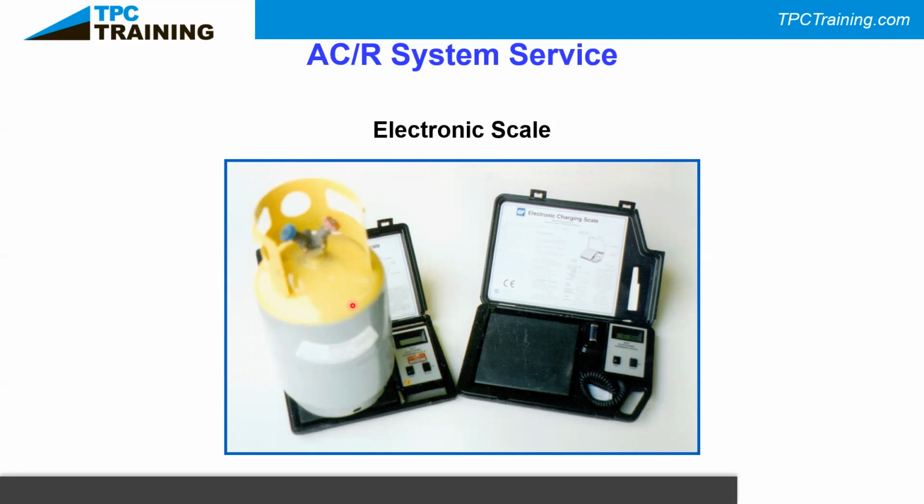It's a shame. Why are we using a scale? Because the cylinder is only meant to hold 80%. So if the empty cylinder weighs 15 pounds and the cylinder is designed to hold 30 pounds of refrigerant, once it reaches 45 pounds, that is my total 80% full. And I can't put any more in that.